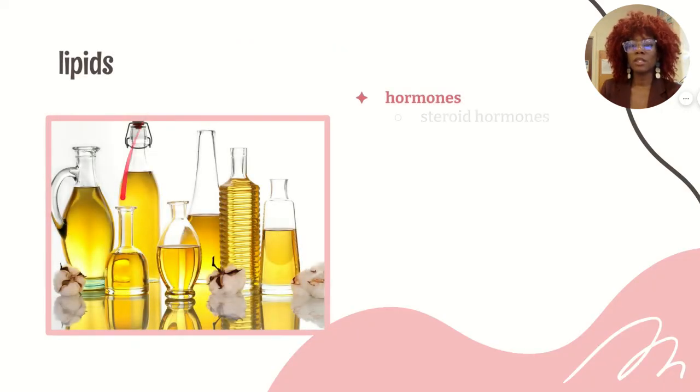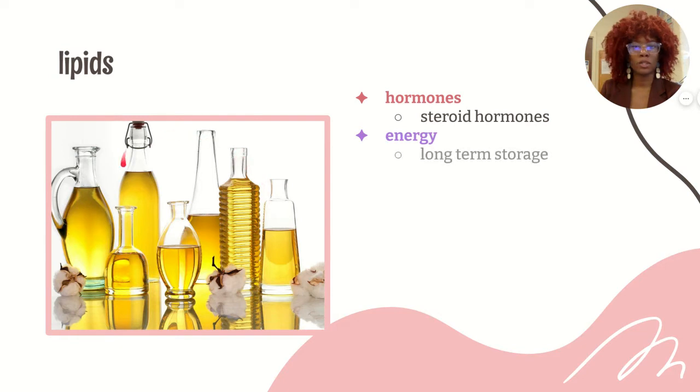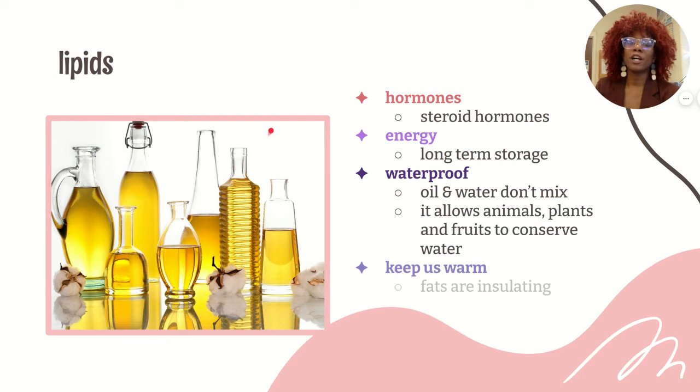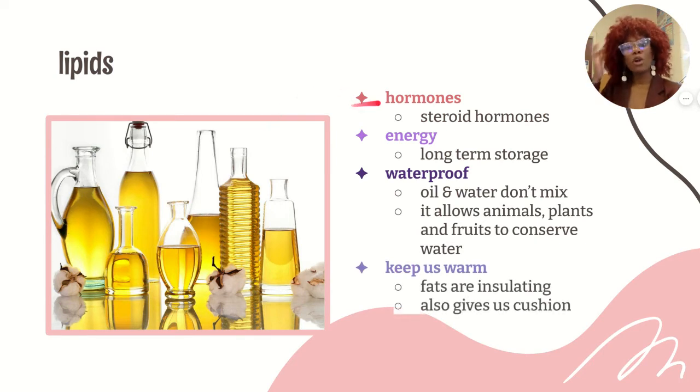Lipids. Whenever you think of lipids, always think of a picture like this, because they're your oils, waxes, and butters. Lipid functions are hormones, specifically steroid hormones. We're going to learn about another type of hormone in a little bit. They're also used for long-term energy storage. Remember, I just said carbohydrates are used for short-term energy, used quickly, while lipids are used for long-term energy storage. And that makes sense. Fats have a lot of energy, and fats are on your body for a long time.